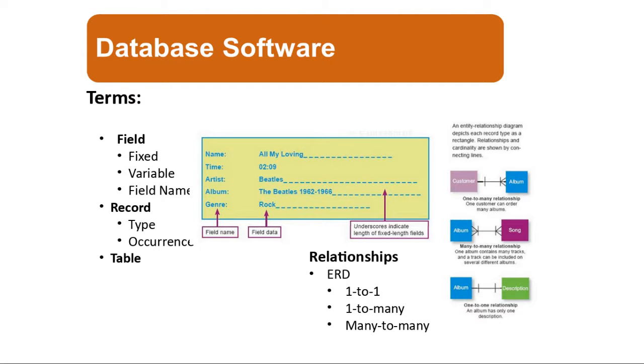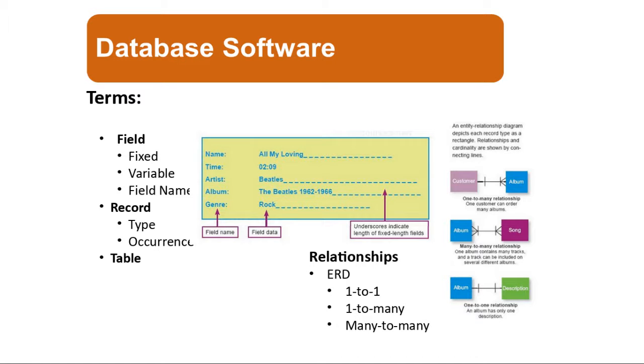Now, a group of fields is called a record. We have two kinds of records. We have a record type. We have a record occurrence. A record type is like a template you learned about in Word, a predefined kind of form that you filled out. So when we talk about a record type, it is how we define our tables.